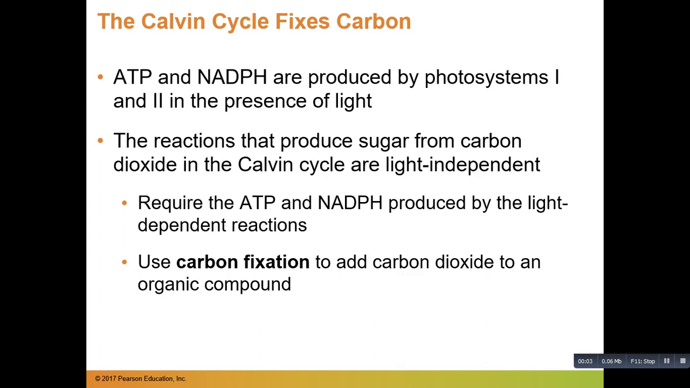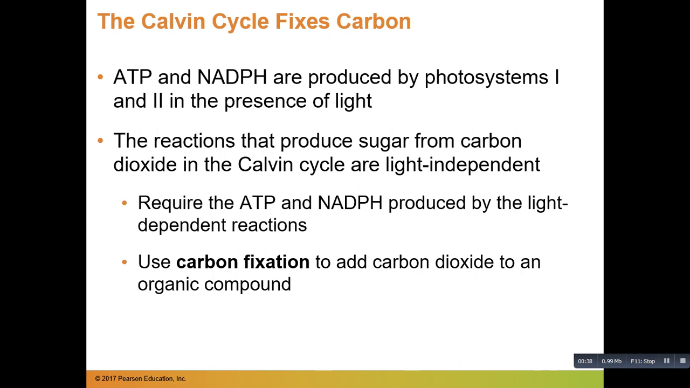Okay, so our very last section of chapter 10 covering photosynthesis is looking at the Calvin cycle. The Calvin cycle is what we call the dark reactions. They don't depend on the presence of light. However, as we've already covered when we looked at the light reactions, our Calvin cycle depends on the ATP and the NADPH that are produced in the light cycles.